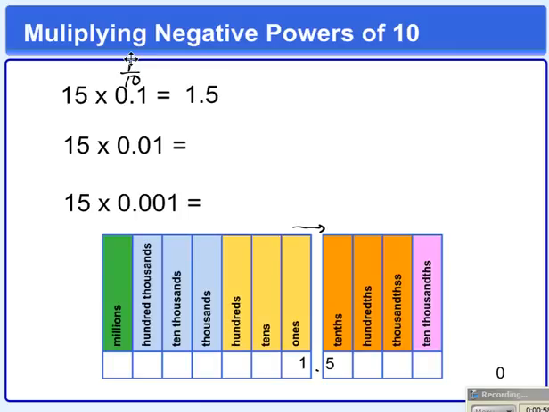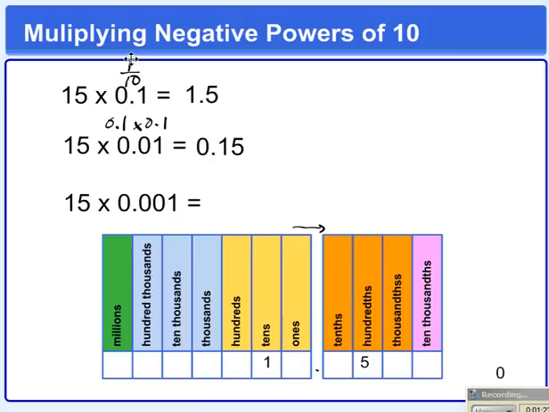If we have 15 times 100th, that is the same as 0.1 times 0.1, or 1/10 times 1/10. And so we are going 2 tens smaller. So we start with our 15. We would go 1, 2 times smaller. And so our answer would be 0.15.